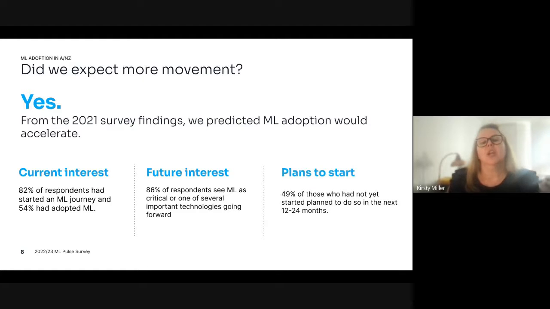And there was strong evidence that people who had not started had planned to do so. So of the people that were in that not started cohort who hadn't done anything at all with machine learning, just about half of them said, I haven't started, but we are going to do so in the next 1 to 2 years. So we thought that that was pretty strong evidence that it was going to accelerate, but it did not.